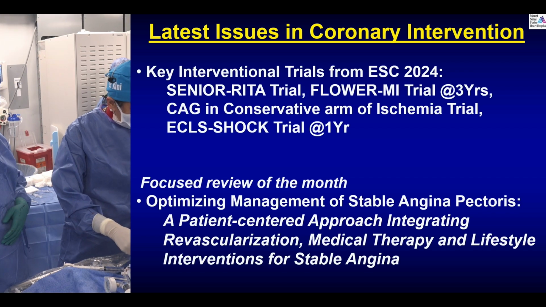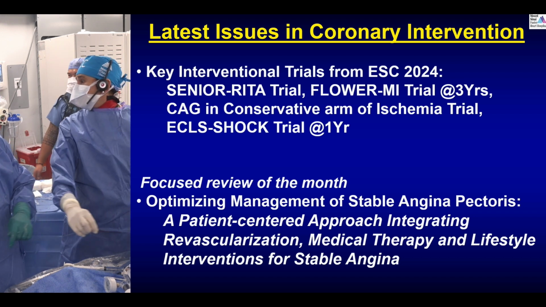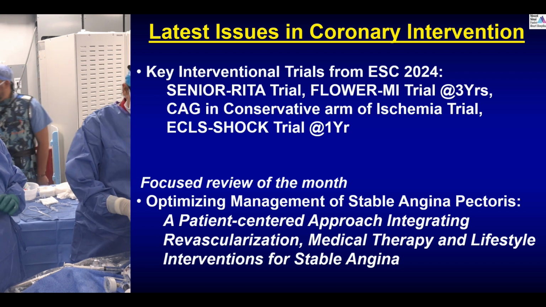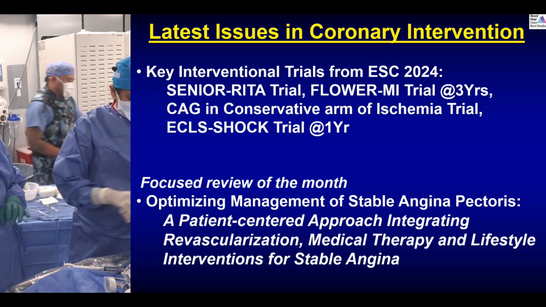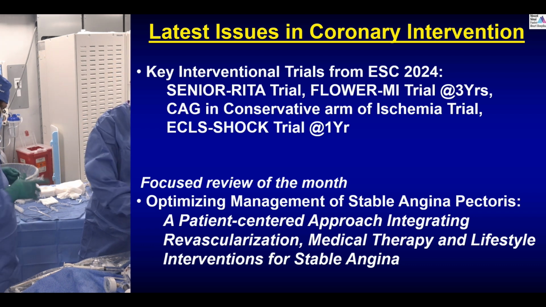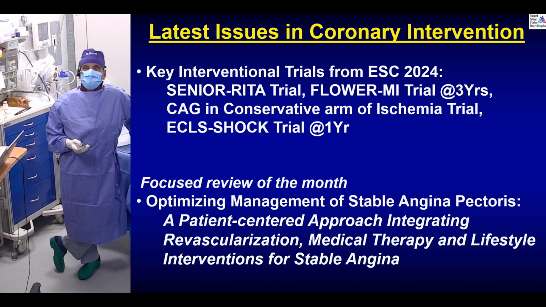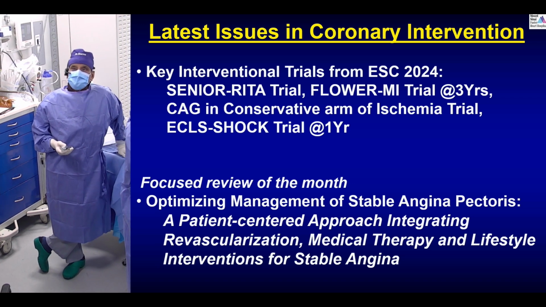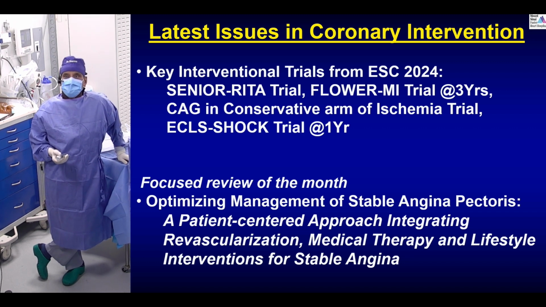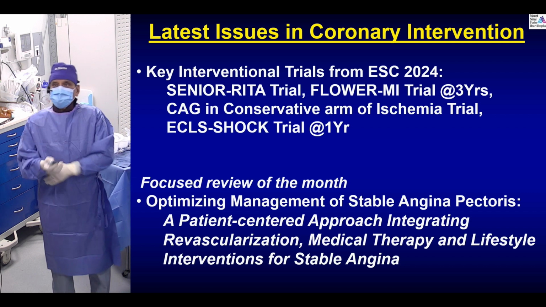So I'm going to show a few more data from the European Society of Cardiology ESC 2024. We already spoke last time about high pressure, and then a few more, and of course next month will be from the TCT, which is the end of the month, and we have a live relay on the TCT showing both orbital and rotational atherectomy. So AK will show rotational, I'll show the orbital. This is the SENIOR-RITA trial, the FLOWER-MI at 3 years, coronary angiography in the conservative arm of the ischemia trial, what are the predictors, then the ECLS-SHOCK trial at 1 year.